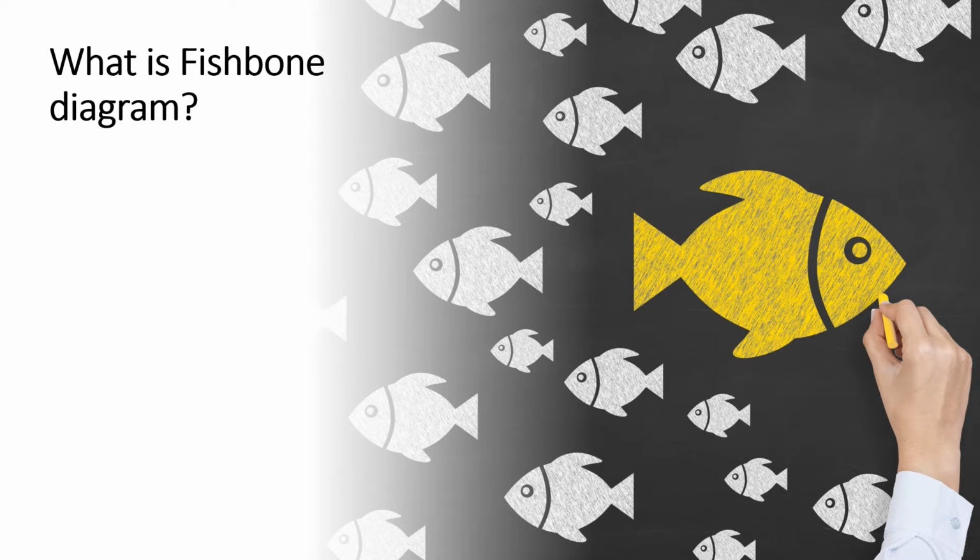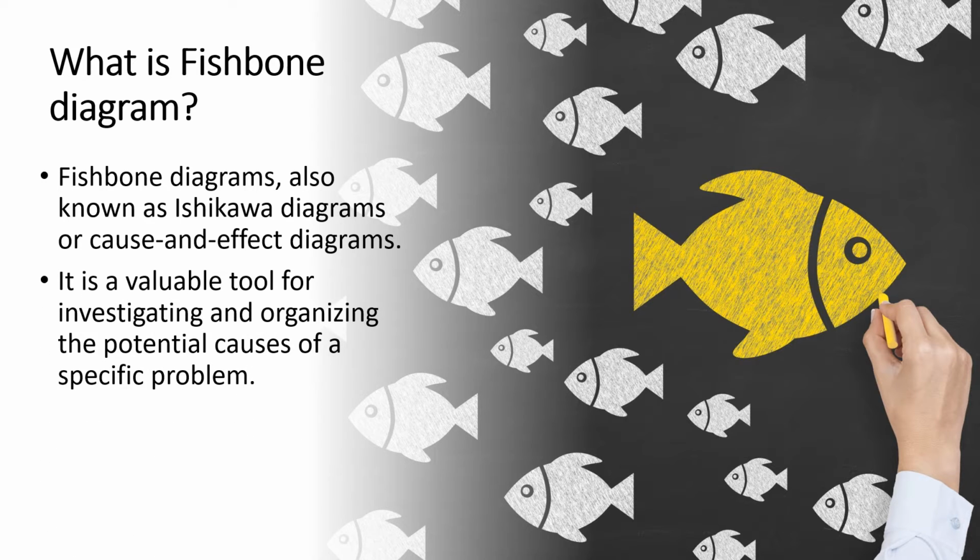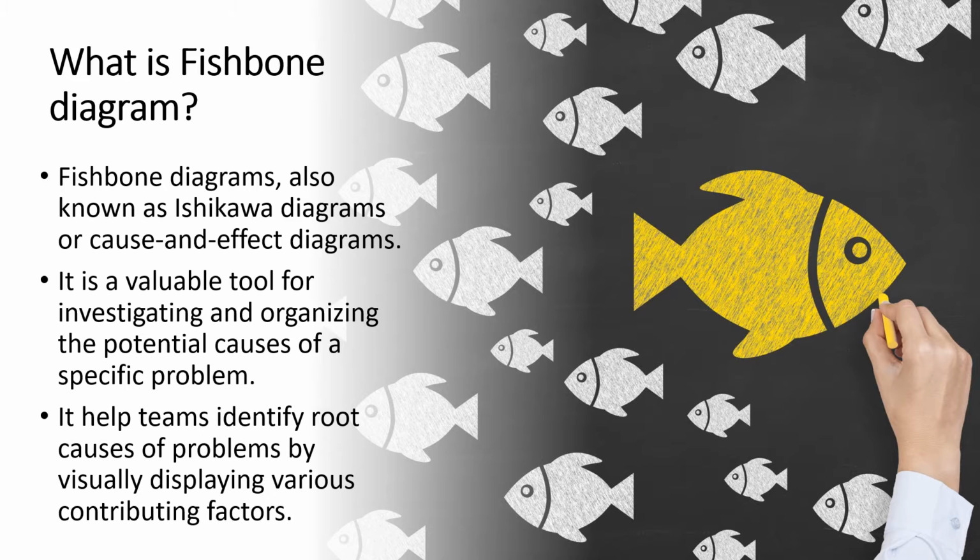So now in this slide we will discuss what a fishbone diagram is. The fishbone diagram, also known as the Ishikawa diagram or cause and effect diagram, is a valuable tool for investigating and organizing the potential causes of a specific problem. It basically helps teams to identify the root cause of problems by visually displaying various contributing factors, right? So by using this tool you can perform a detailed investigation and find out the root cause.